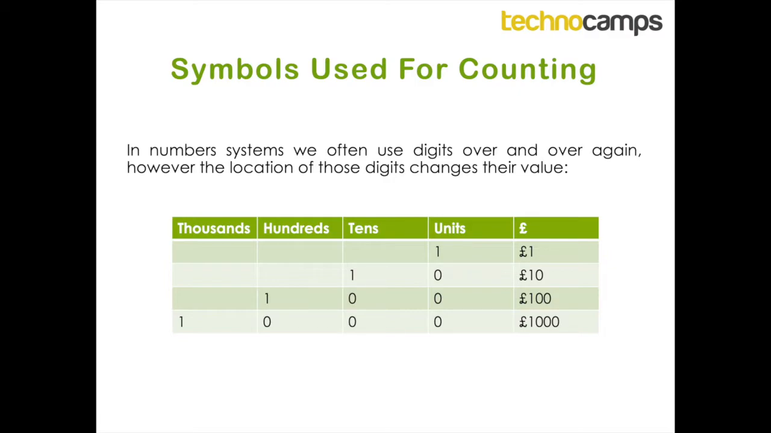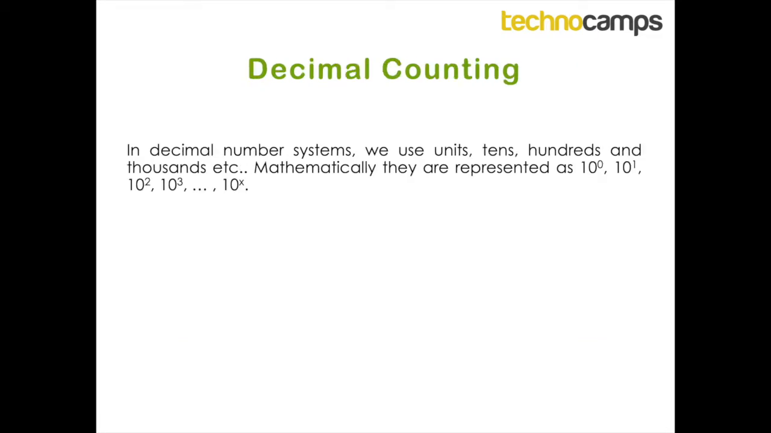So depending on where those digits are located, it changes their values. If it's all the way to the right, they are units. If it goes more towards the left, then their value increases. So as you can see here, we've got £1, £10, £100, and £1,000. The more far left the digit is, the more it's worth. In decimal number systems, we use units, tens, hundreds, thousands, and so on.